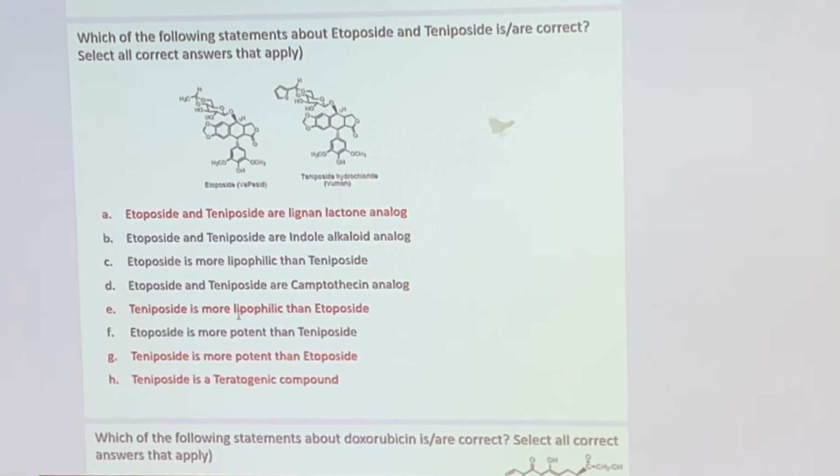Teniposide is more lipophilic than etoposide. The reason is that the thiophene ring is attached. And teniposide is more potent than etoposide, that's 10 times the potency. That is also because the thiophene ring is attached. And this is a teratogenic compound. That's also right.